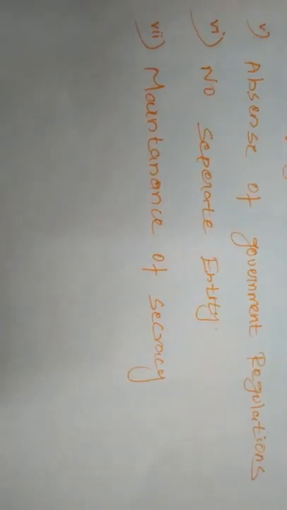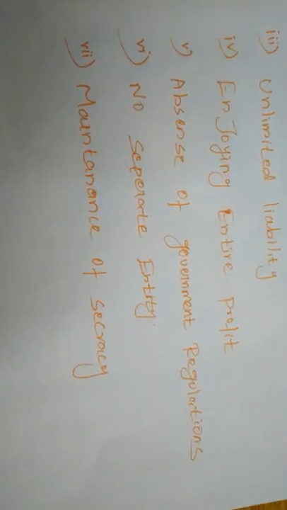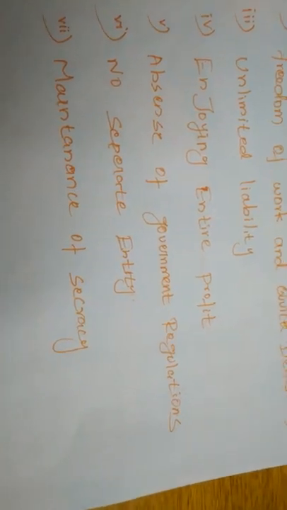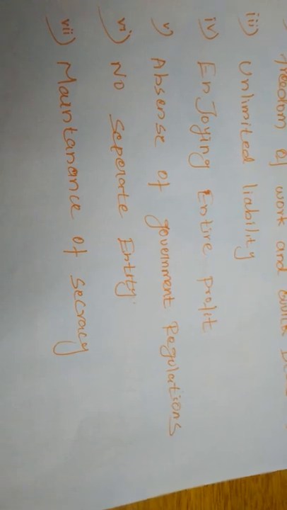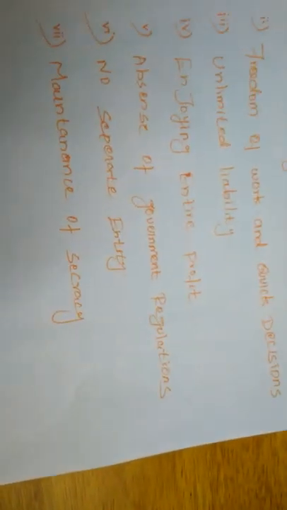Next, no separate entity. No separate entity means that all the rights will come to an end after the death of the sole trader. So after the death, the sole trading business automatically comes to an end.